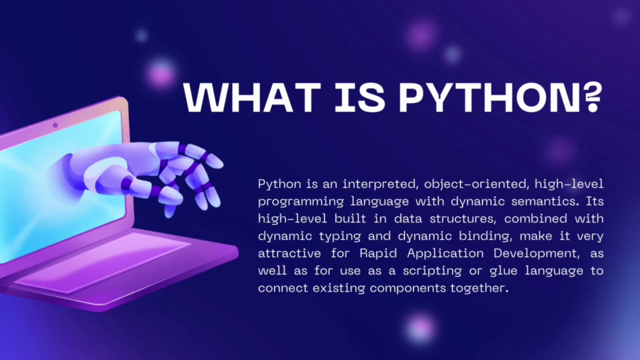First, what is Python? Python is an interpreted, object-oriented, high-level programming language with dynamic semantics. Its high-level built-in data structures, combined with dynamic typing and dynamic binding, make it very attractive for rapid application development, as well as for use as a scripting or glue language to connect existing components together. So that is what is meant by Python. It's a program software.